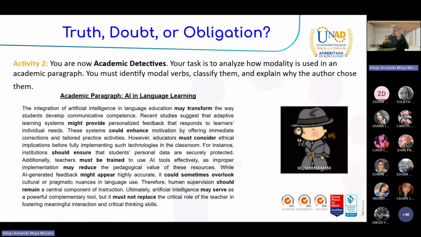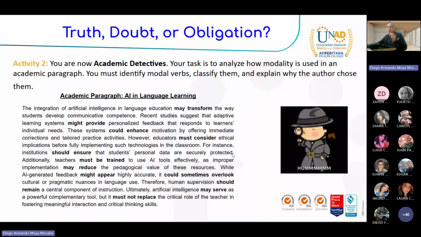However, educators like you or me must consider ethical implications before fully implementing such technologies in the classroom. That is something that we have to pay close attention to, right? The implications. For instance, institutions should ensure that a student's personal data are securely protected. That is one concern that we have, right? The educators in general.